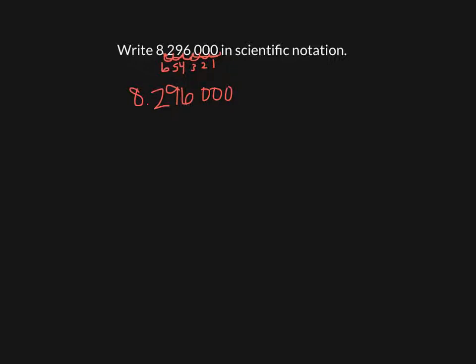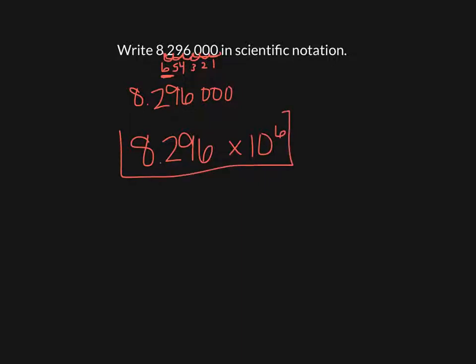Okay, so then my third step is to write it in this format: 8 and 296 thousandths times 10 to the 6th power. Okay, I have step 1, step 2, step 3. I followed them all. I can check my work by doing 8 and 296.